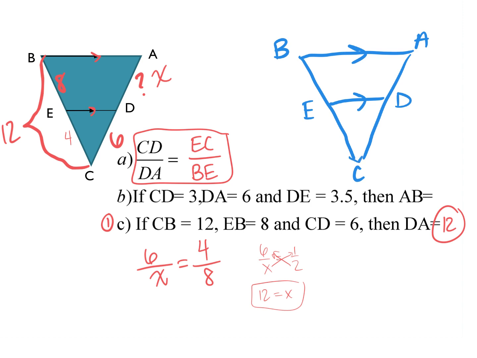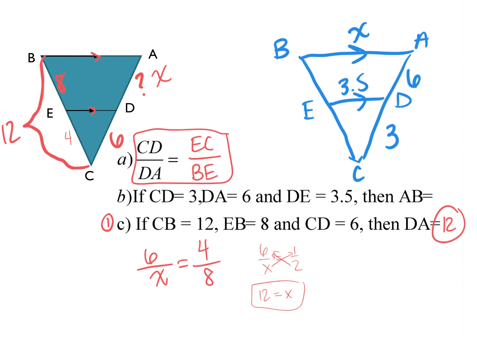Now let's fill in our diagram. It says CB. No, we're looking at number 2. CD is 3 units. DA is 6 units. DE is 3.5. And AB is our unknown. So we'll make that our X. That's what we're solving for.